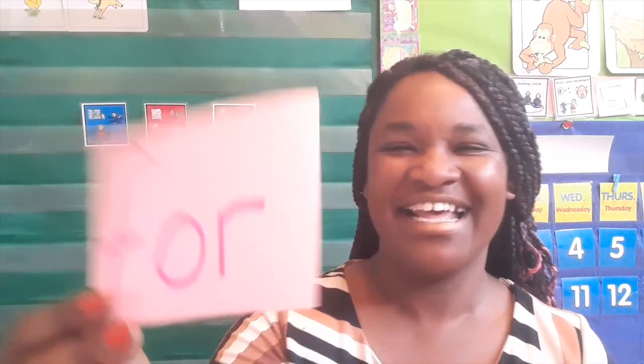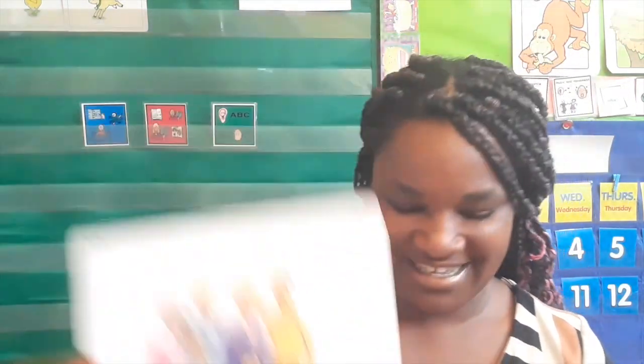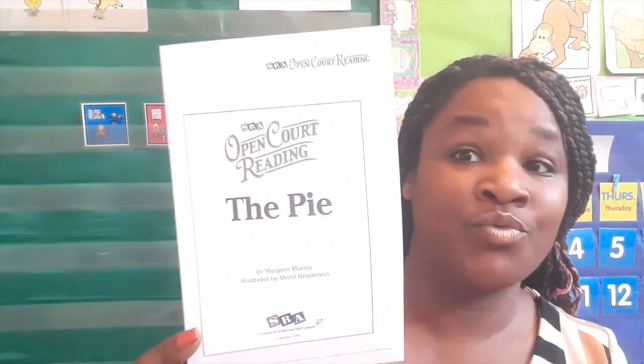Good memory. All right, and then we have 3 pictures we need to remember the name for. What's the name for this picture? Apples. What's the name for this picture? Pie. And what's the name for this picture? Family. All right, you're gonna pull your book out of your pocket and we are going to read this book together. Press pause if you need to.